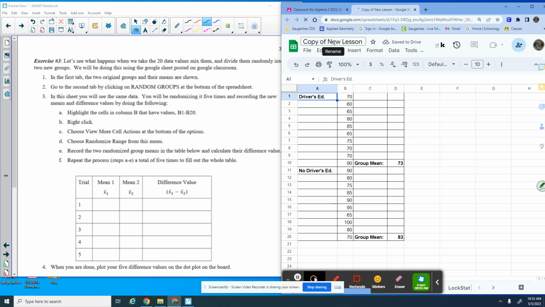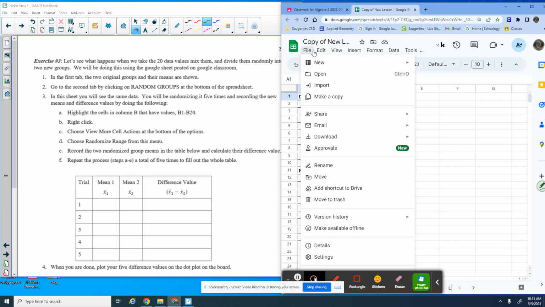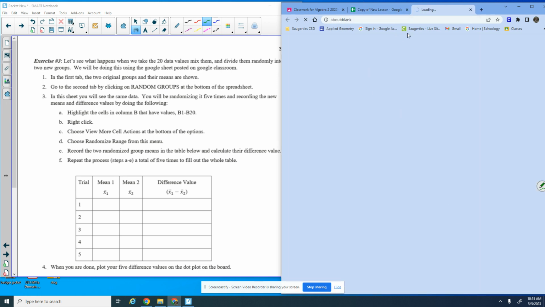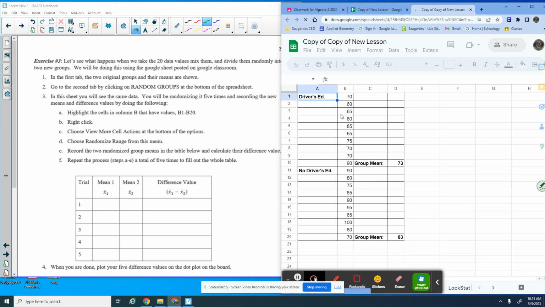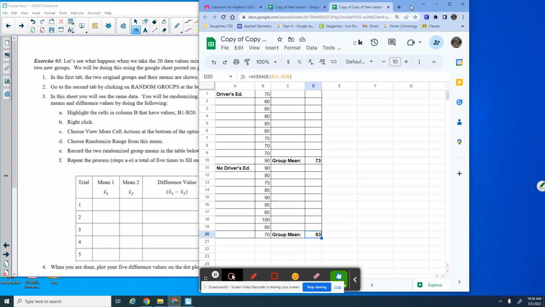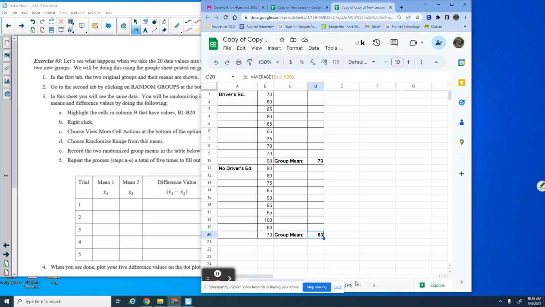Now, yours will have your name on it, so you don't need to make a copy. If you make a copy like I'm making a copy, that's fine. It will still work, but it should give you your own copy of this. Here I have the driver's education numbers. Their group mean is 73. I have a little average function because I know how to do that in Sheets. And then this is the no driver's ed, their average function, and 83. We're adding up the cells B11 through B20. In this sheet, you will see the same data. You will be randomizing it 5 times and recording the new means and difference values by doing the following.